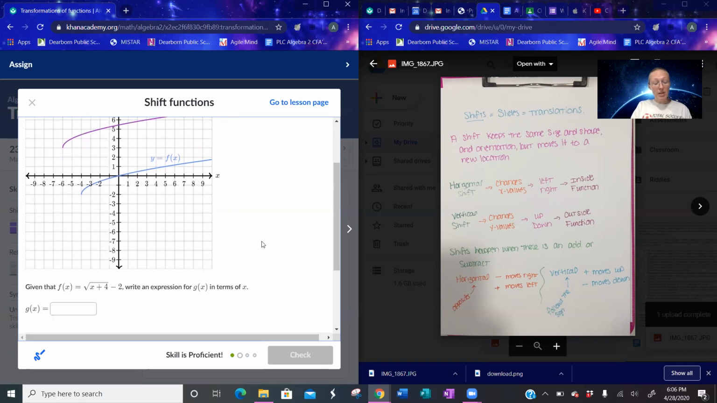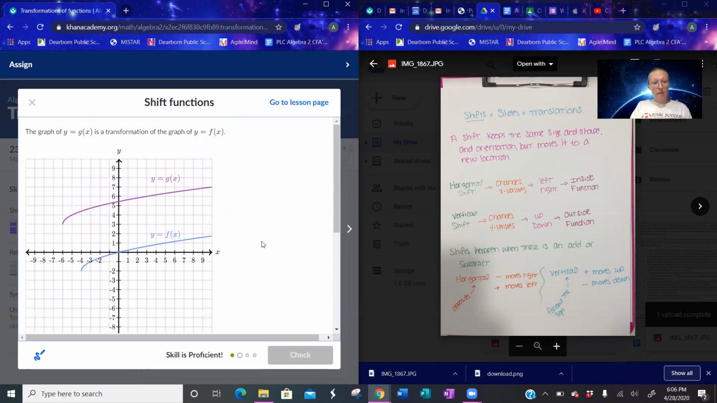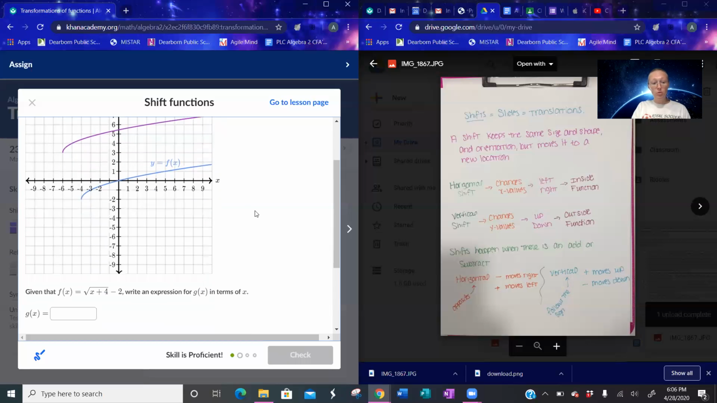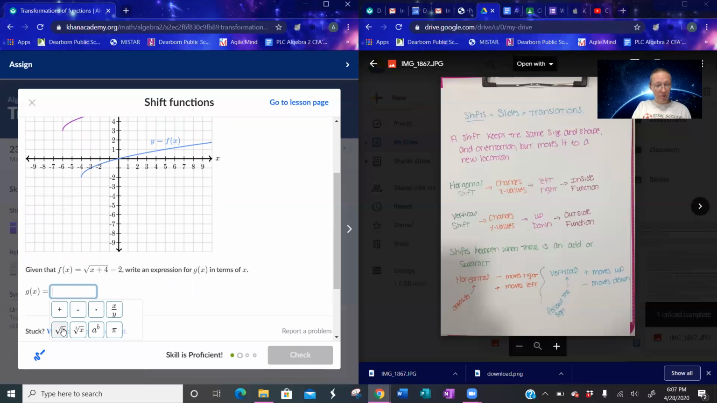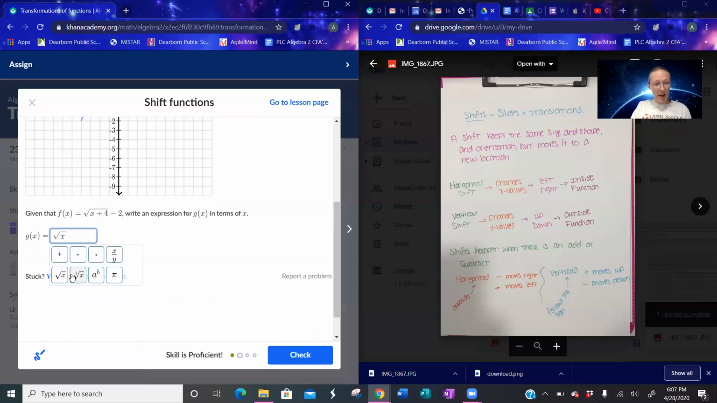Okay, same idea with this one. The graph of y equals g of x is a transformation of the f of x. So this was our original graph. This is the one that it moved to. It is telling me that f of x is equal to the square root of x plus 4 minus 2. Well, I want you to look at, so let's go down here and let's do the square root of x plus 4 and then our minus 2 on the outside. So I haven't done anything to this yet, okay?